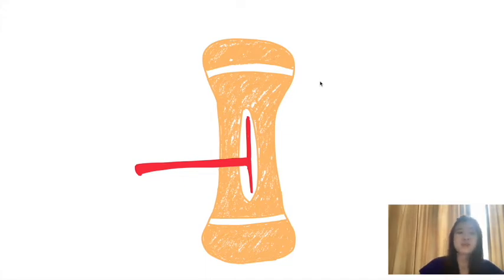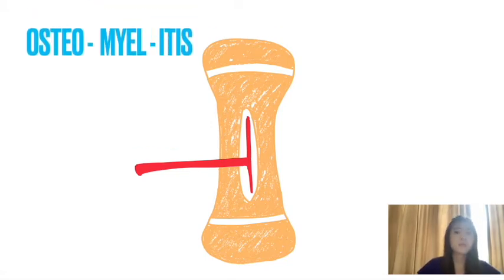First of all, osteomyelitis consists of three words: osteo, which is bone, myelo, which is marrow, and itis, which is infection or inflammation. So basically, osteomyelitis is just infection of the bone and marrow.